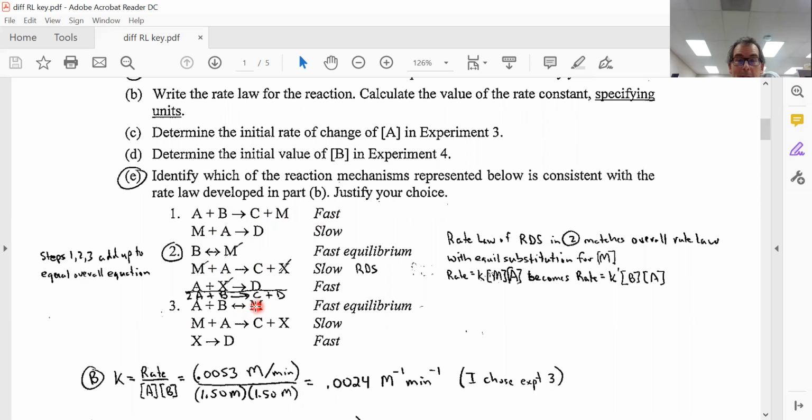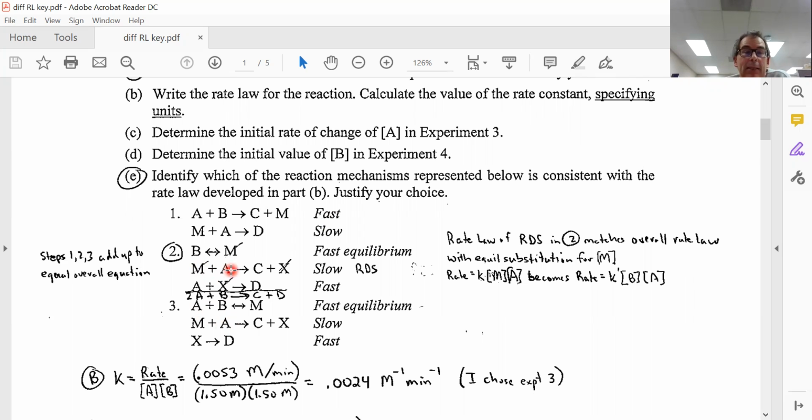Let's look at this one, M plus A. We do have a substitution for equilibrium. However, this would give me A and a B and another A that I have here. So this would actually fit better if it was second order in A and first order in B. So I'm going to go with choice B.